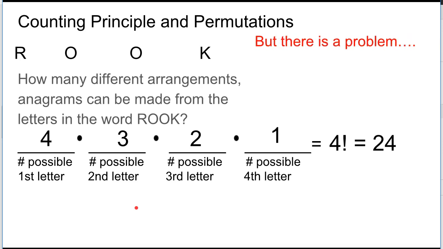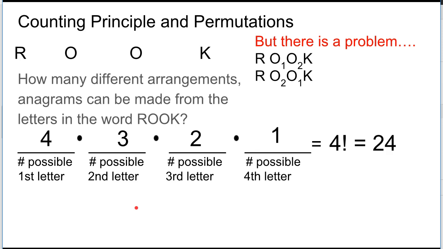The thing is, though, there's a problem, and I want you to take a look at it. In this case, let's give the 2 O's subscript numbers, so O1 and O2. All right, so let's take a look at this. Right now I've got the word rook. And then I rearrange just the O's. So now the O's have been switched. But you'll notice the word is exactly the same word. I've changed the letters, but the word is still the same.